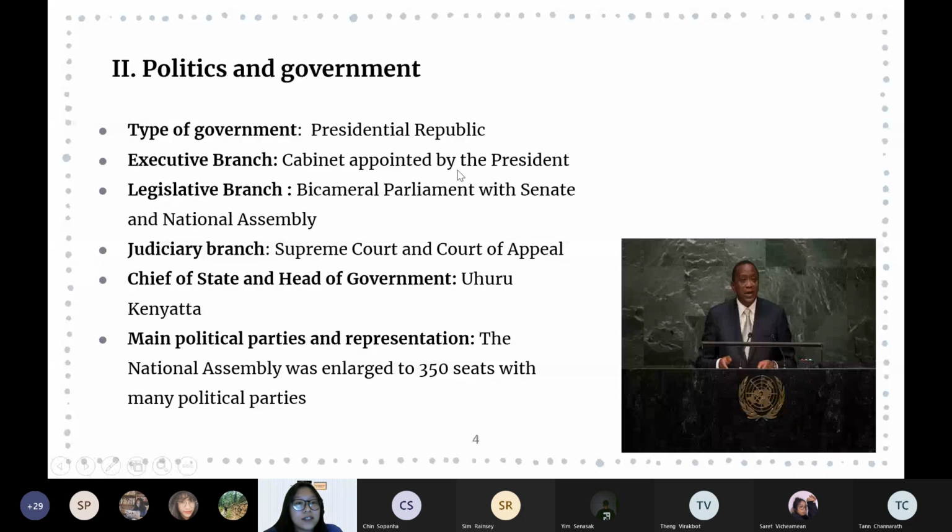Second is the politics and government. The type of government is a presidential republic. The power is divided into three branches: executive, legislative, and judiciary. The executive branch consists of the president and the cabinet appointed by the president. The legislative branch is a bicameral parliament with the Senate and National Assembly, while the judiciary branch consists of the Supreme Court and Court of Appeal. The chief of state and head of government is Mr. Uhuru Kenyatta, while the main political body is the National Assembly, which was enlarged to 356 with many political parties.